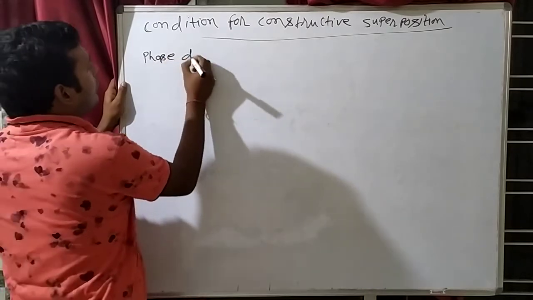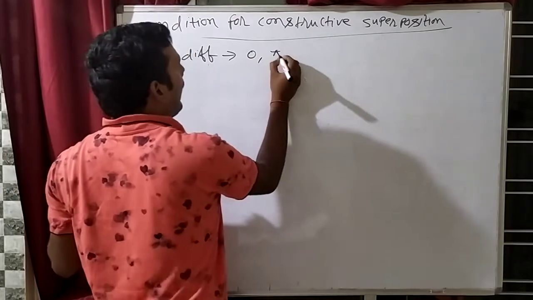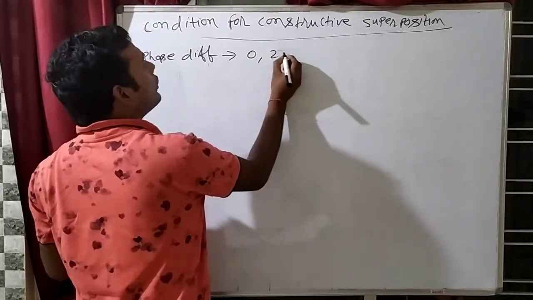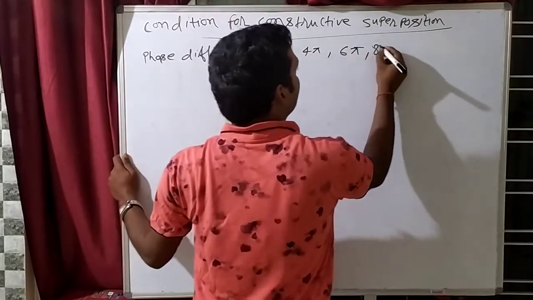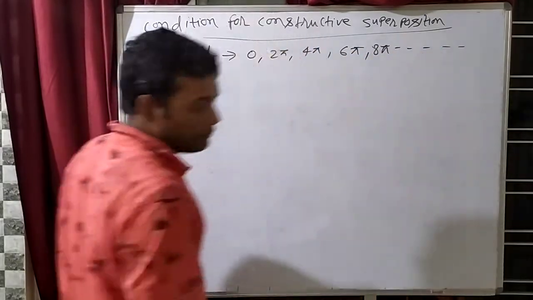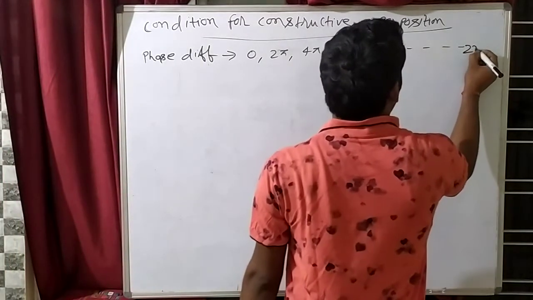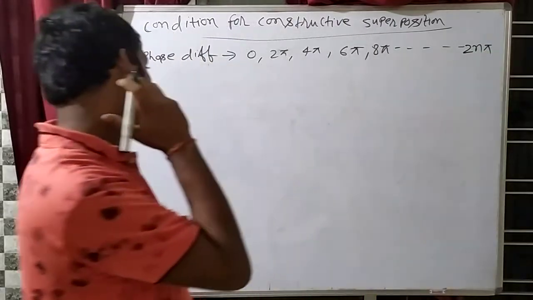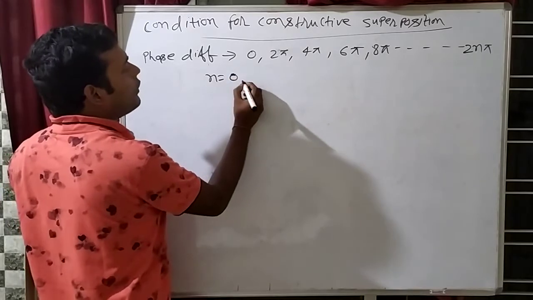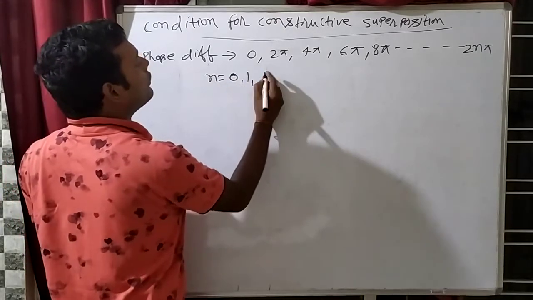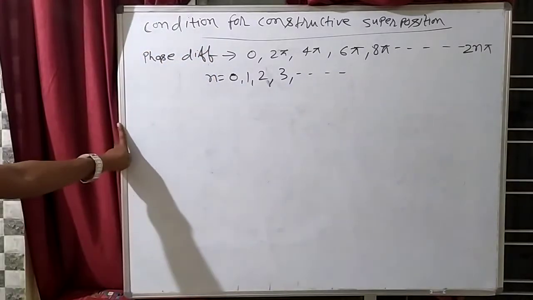If I will write about phase difference, then phase difference will be 0, 2 pi, 4 pi, 6 pi, 8 pi, 10 pi, and this will continue. This will continue up to which one? 2n pi. And n should start from where? n should start from 0, 1, 2, 3, and it will go like this.